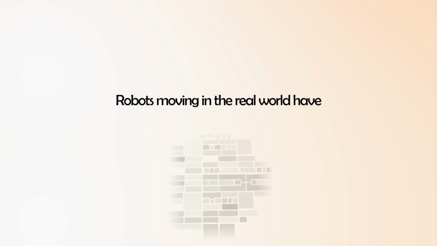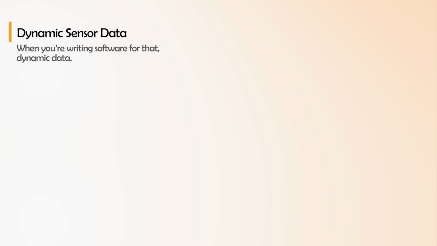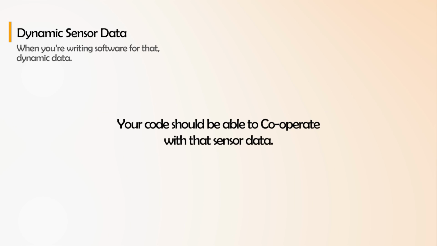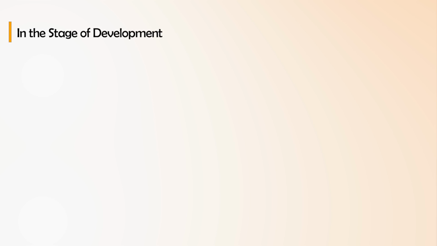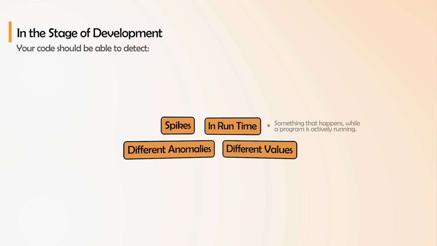Robots moving in the real world have dynamic sensor data. When you are writing software for that dynamic data, your code should be able to cooperate with that sensor data. In this stage of development, your code should be able to detect different anomalies, different values, spikes, all of that in runtime to make your work easier and save a lot of time.